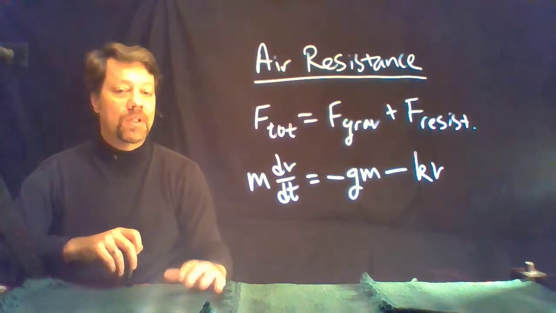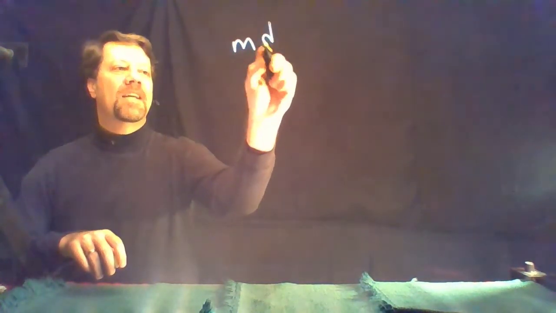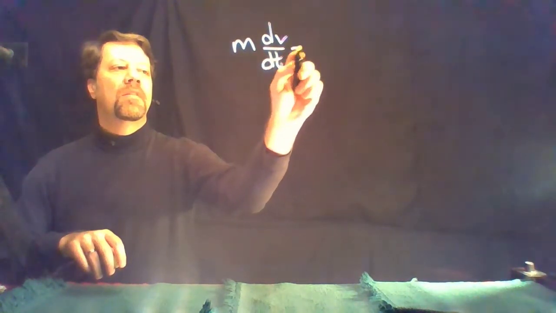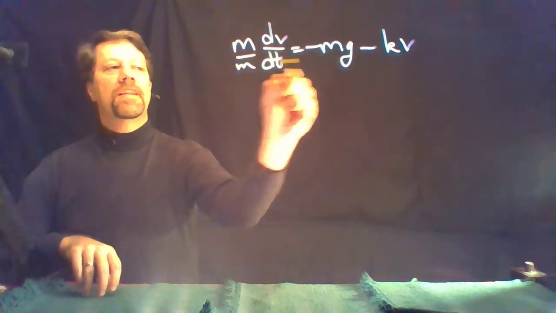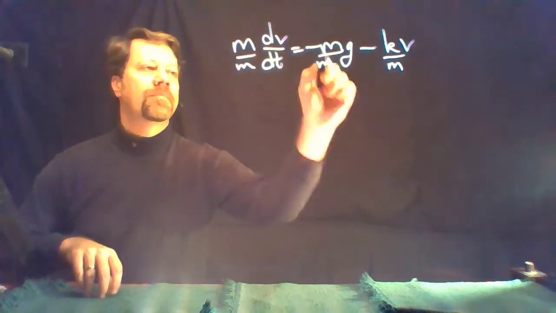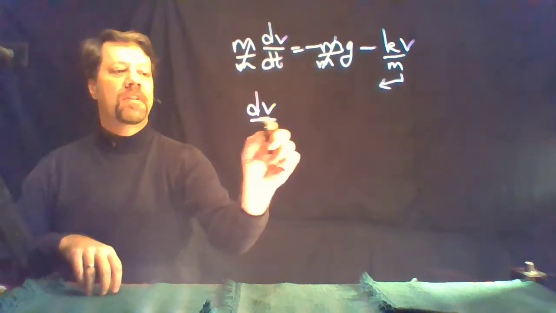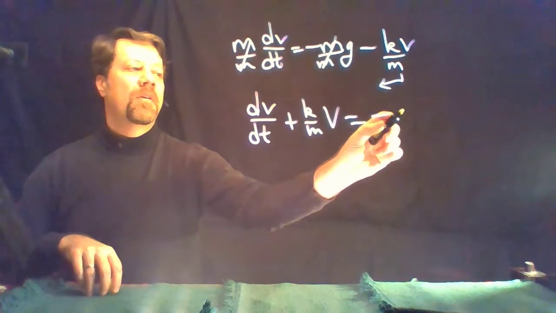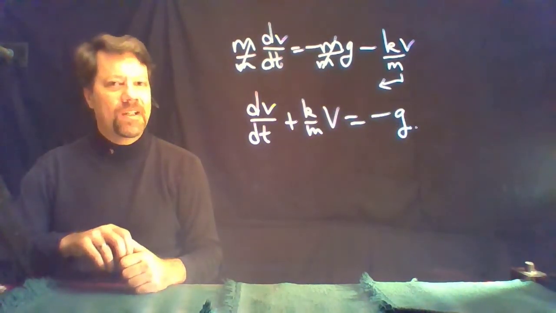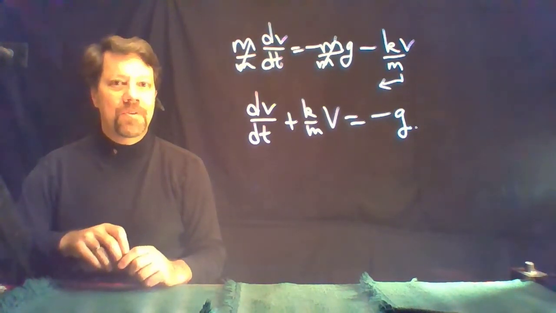We'll assume, as we usually do, that physical constants are non-negative. So far, what we have is mass times acceleration is minus mg minus kv. Let's divide everything in sight by m and rearrange this with this term moved to the left to have dv/dt plus (k/m)v equals minus g. What kind of differential equation is this? Yeah, that's first order linear.